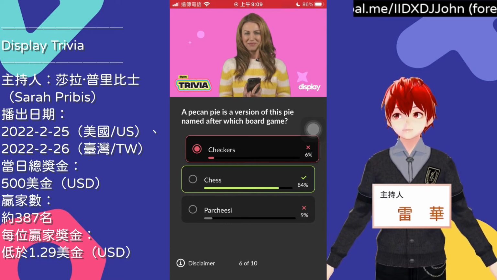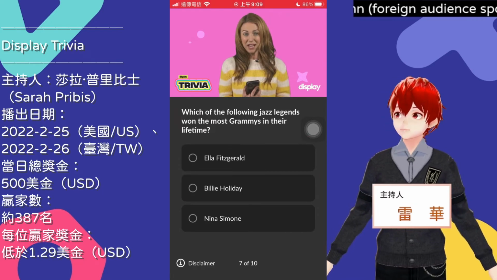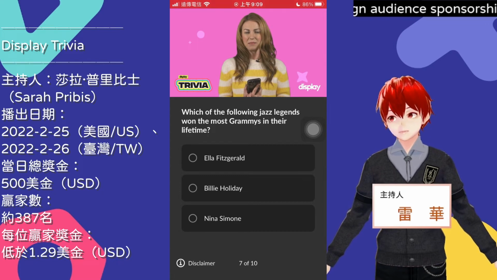Question 7. Which of the following jazz legends won the most Grammys in their lifetime? Ella Fitzgerald, Billie Holiday, Nina Simone.